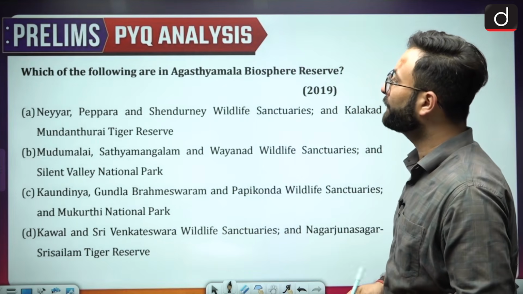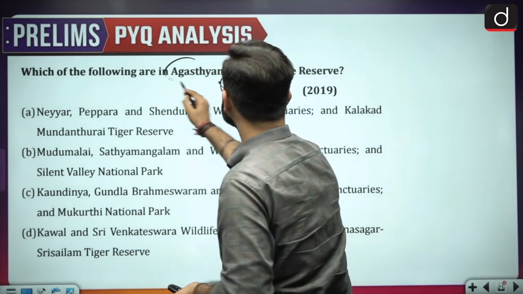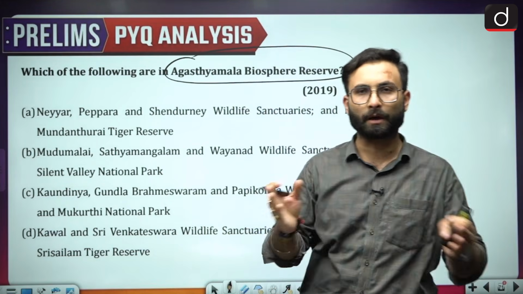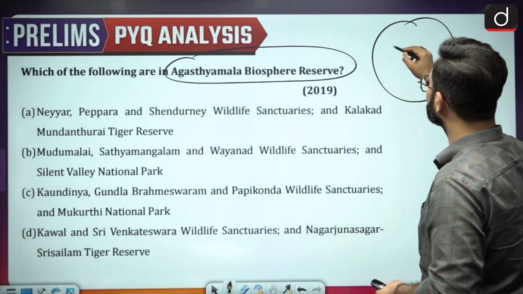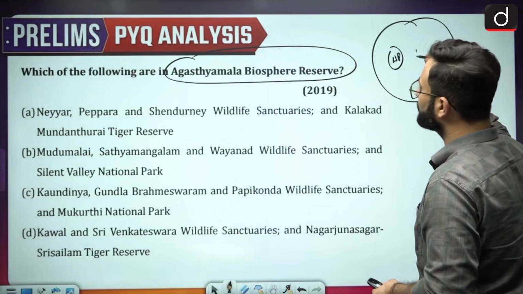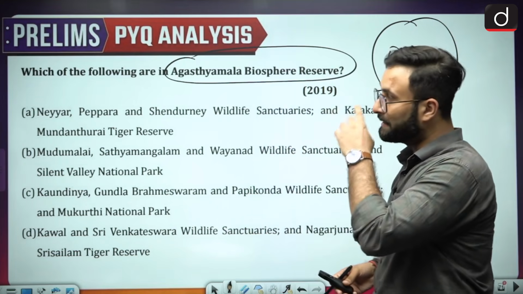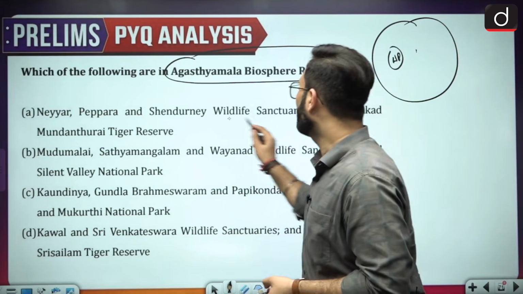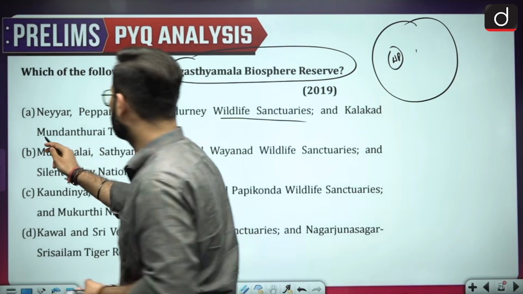Which of the following are in the Agasthyamala Biosphere Reserve? Again, biosphere reserves are areas which are broader in nature. When we talk about the biosphere reserve, there are various protected areas inside it, like national parks and tiger reserves. So these are the broader areas. So Neyyar, Peppara, Shendurney wildlife sanctuaries, and the Kalakkad Mundanthurai Tiger Reserve.